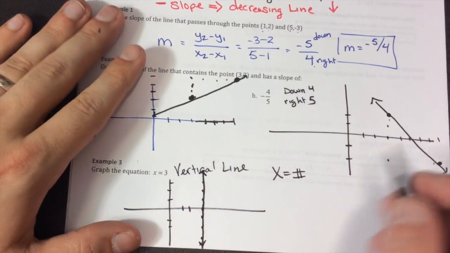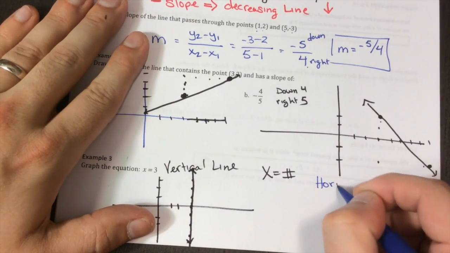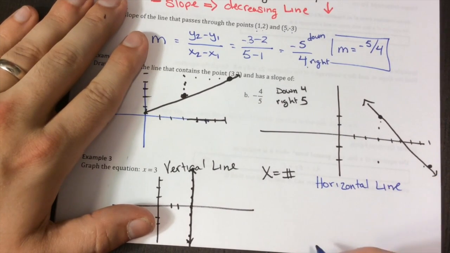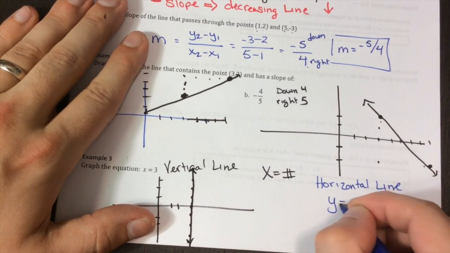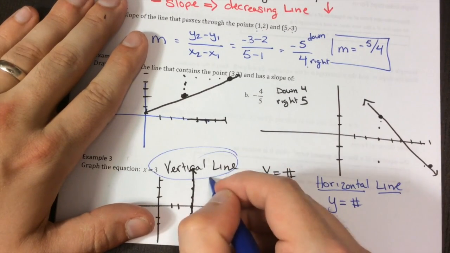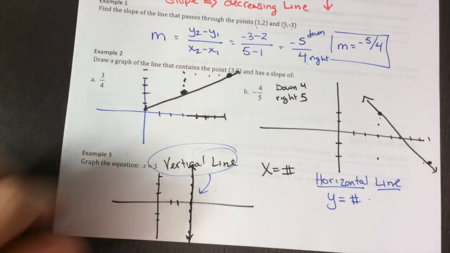Which means if I want a horizontal line, that means we're always going to have y equals a number. So for vertical, we have x equals. For horizontal, we have y equals.